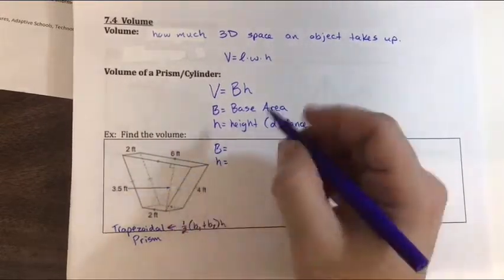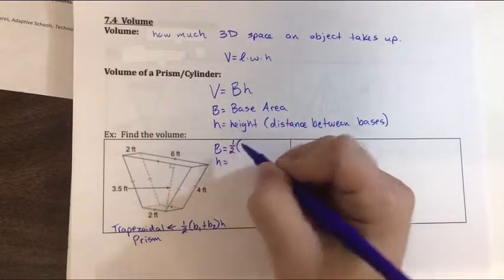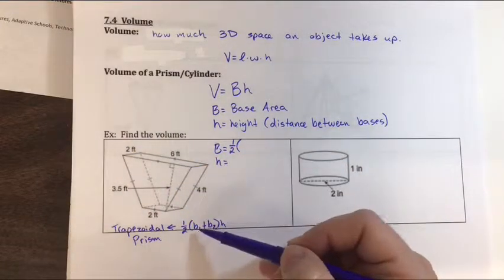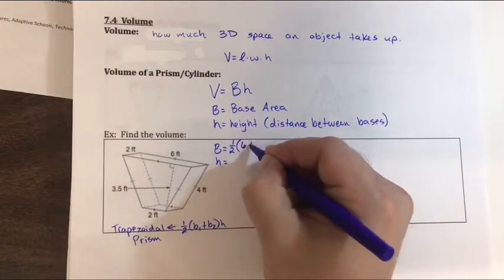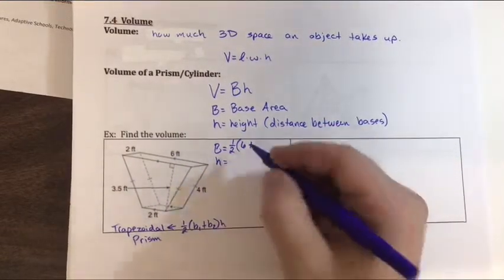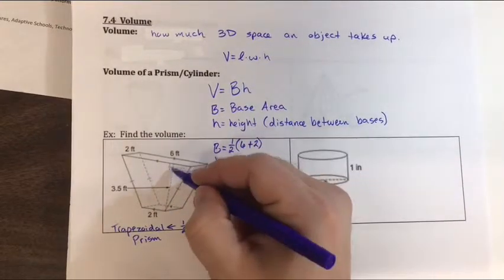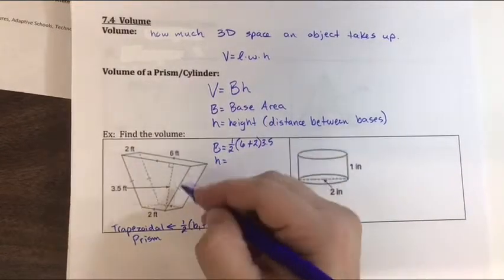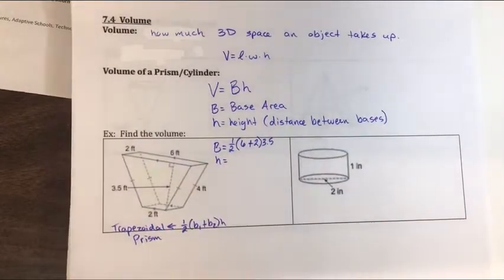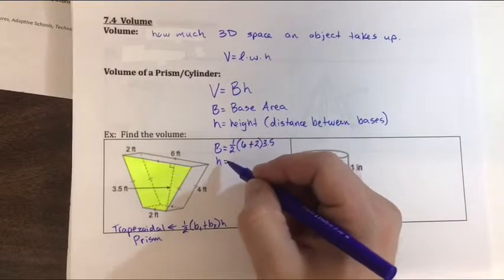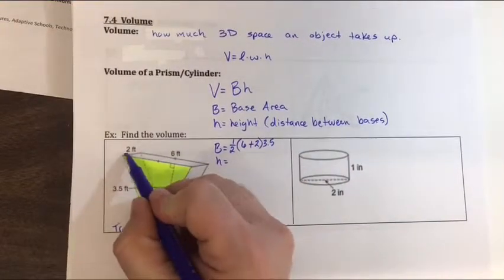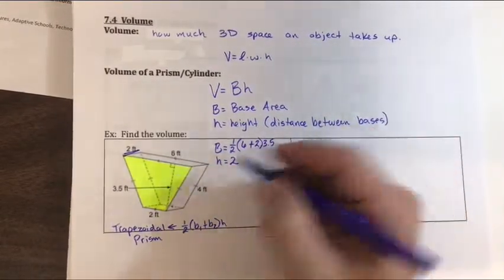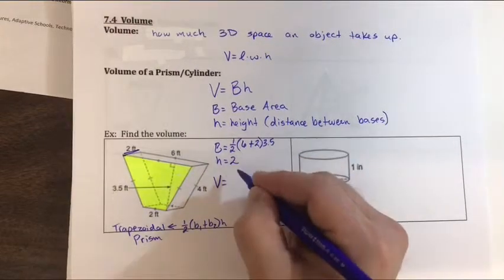So our base area is going to be found by doing 1/2, one base of the trapezoid, or one base edge, little b1, is 6. The other opposite parallel side is 2. And then the distance between those base edges is 3.5. And that's how I would calculate the area of this trapezoid. But then the height of your prism is this distance between the front trapezoid and the back, which would just be that 2 feet. So our volume is that base area times 2.